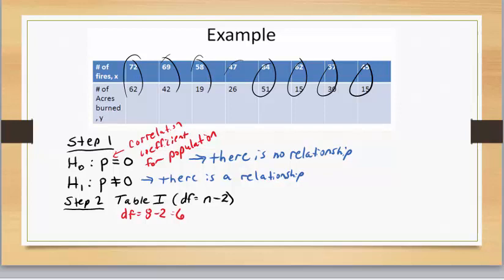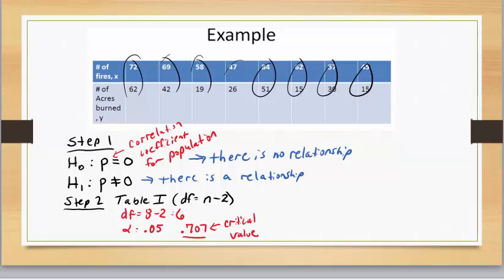And then the other thing that we need is the alpha value. So remember in the problem it told me to use alpha being 0.05. All right, so if you take those two pieces of information and look that up in your table, go down to the 6 on the left-hand side and then use the 0.05 column, you'll see that we're at 0.707. Okay, and this is going to be our critical value. And that takes care of step 2.